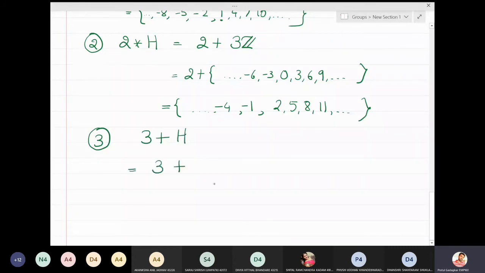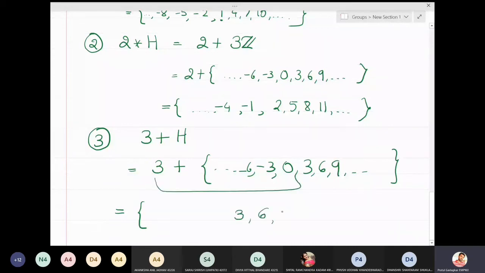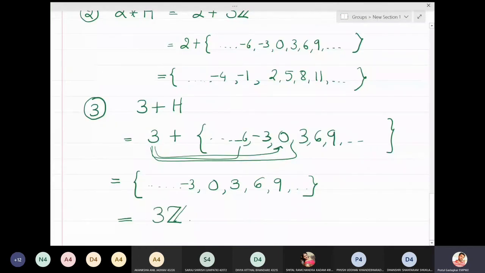What are the elements of H? Let me write down the elements of H here: 0, 3, 6, 9, and so on, minus 3, minus 6, and so on. Now if I add 3 to all of them, 3 plus 0 becomes 3, 3 plus 3 is 6, 3 plus 6 is 9, and so on. 3 plus minus 3 is 0, and 3 plus minus 6 is minus 3, and so on. And you will observe that this is nothing but what? This is again 3Z.